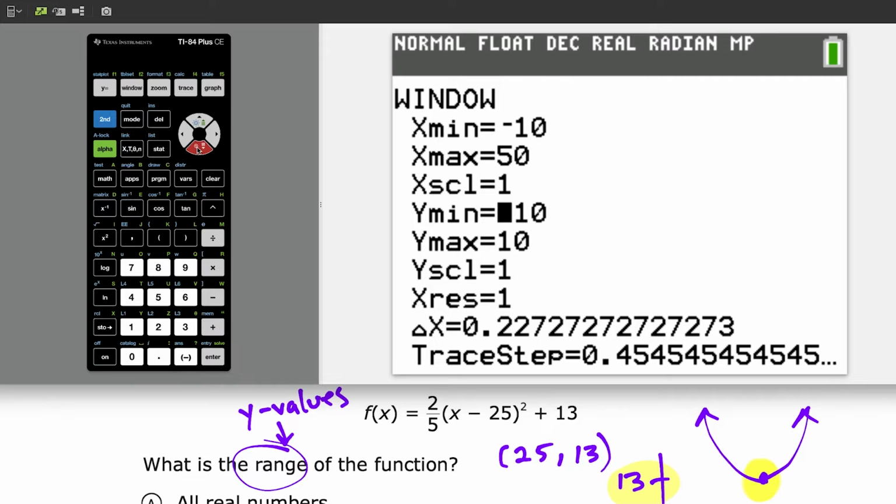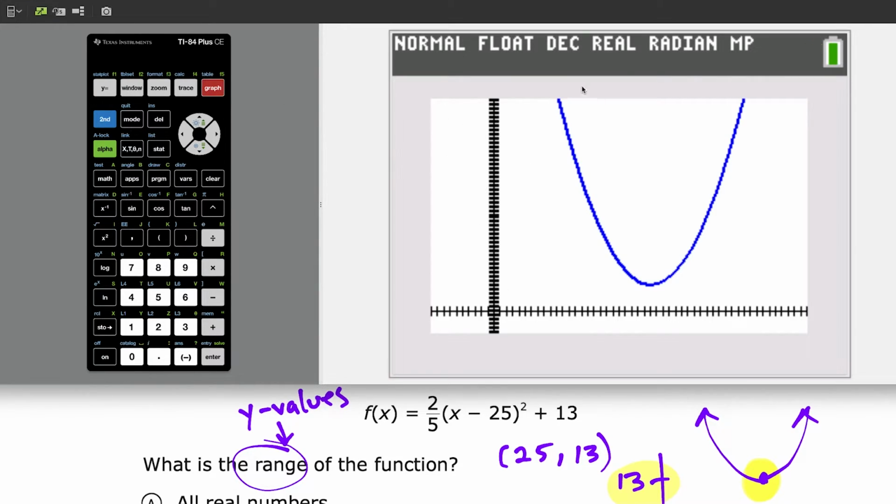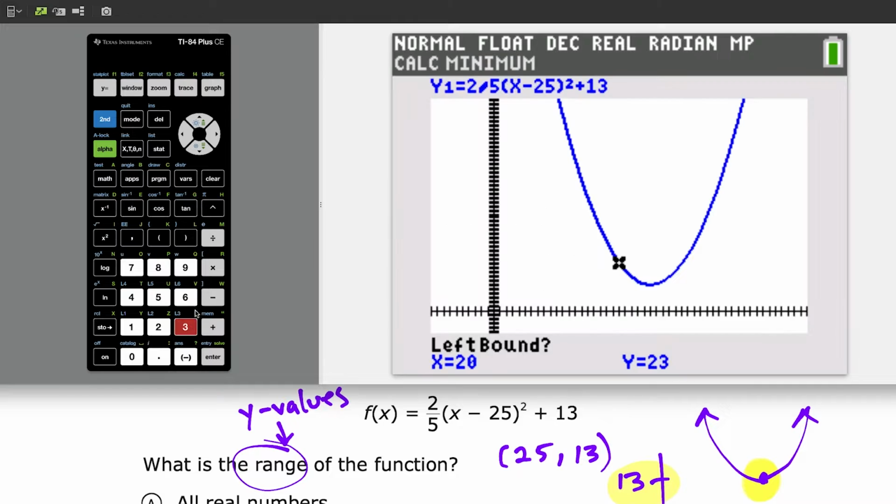So maybe I bump up the y-axis to 100 and then I press graph, and notice now I could see the parabola. So if I want to know what is my minimum y value, because I could see the range is going to be all y values greater than or equal to the lowest point, then I'm going to press second, trace, minimum is option 3.